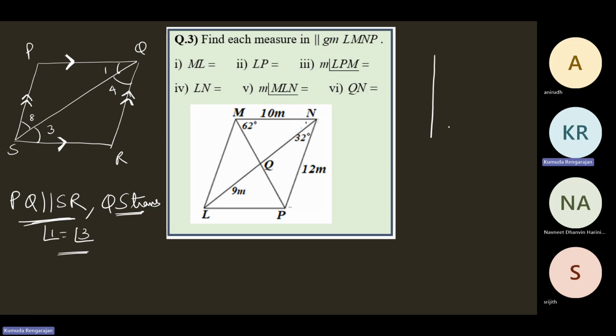So PS is parallel to QR. PS, QR. PS is parallel to QR because it's marked in the figure. And QS is a transversal. So now which are the angles formed here in this figure? Name the angles formed. Now, name meaning using the numbers.